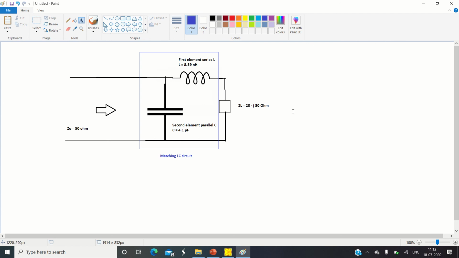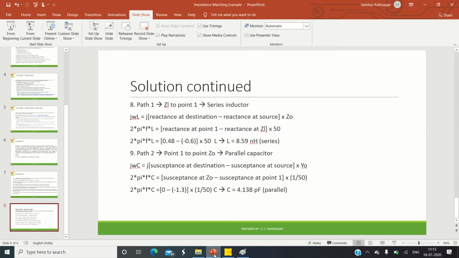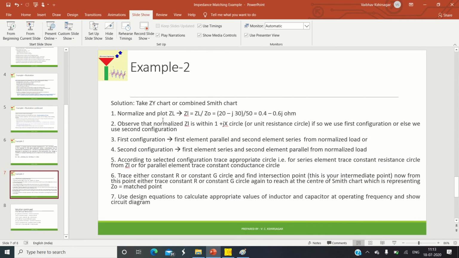In the earlier example, we saw the design of lumped element matching circuit using first configuration. Now today, in this second example, we saw the design of the matching circuit using lumped components using second configuration. Okay, so I hope that likewise, if the example comes in the examination, either it is based on the first configuration or second configuration, you are able to solve it. Okay, so today we saw the second configuration of matching circuit using lumped components. So these are the two ways in which the matching circuit can be designed.